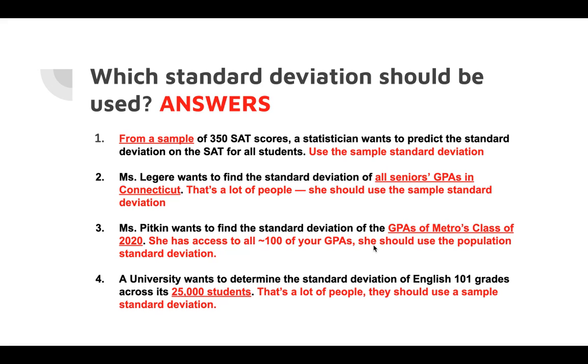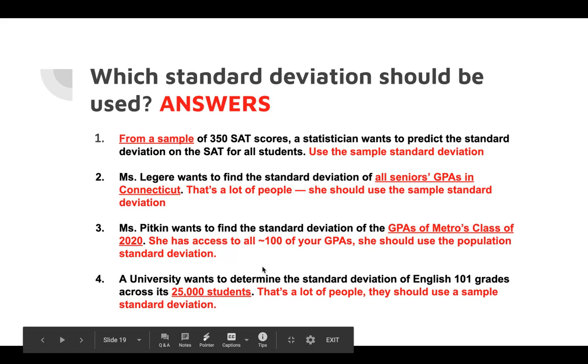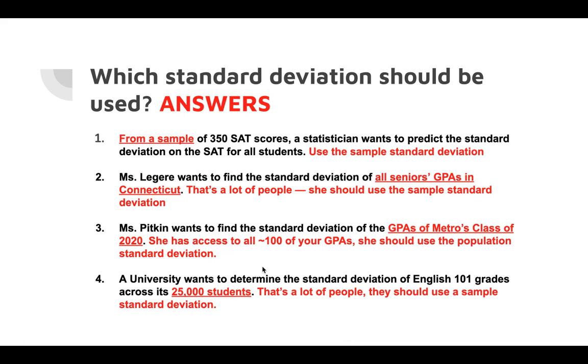And last, a university wants to determine the standard deviation of English 101 grades across its 25,000 students. That is a ton of students. They're definitely not going to be able to get to every single one of those students, so they're going to use a sample, which means they should use the sample standard deviation.